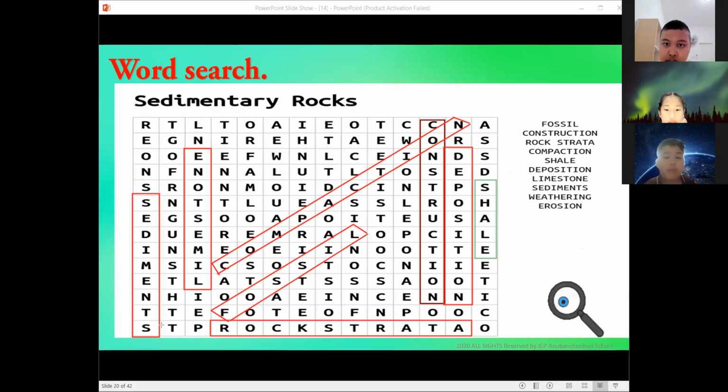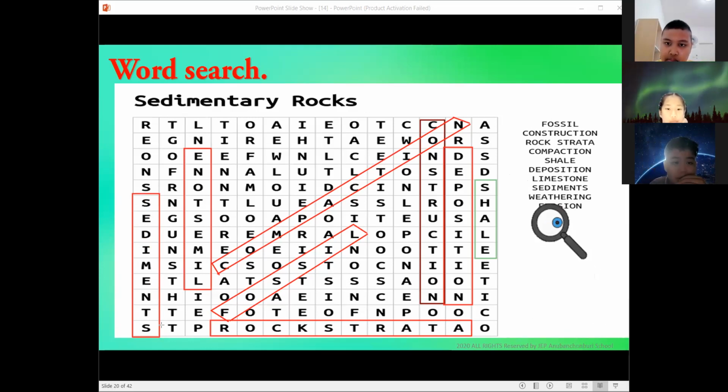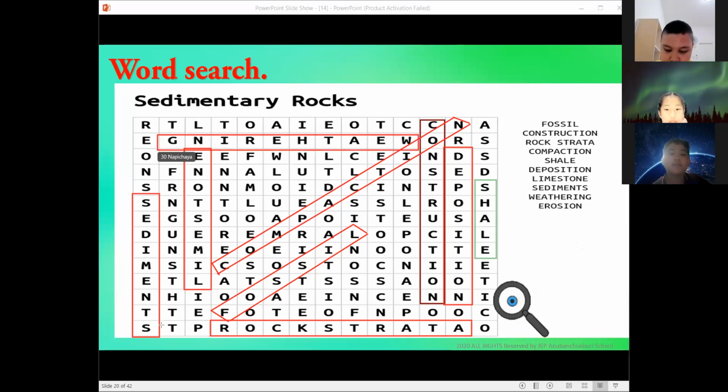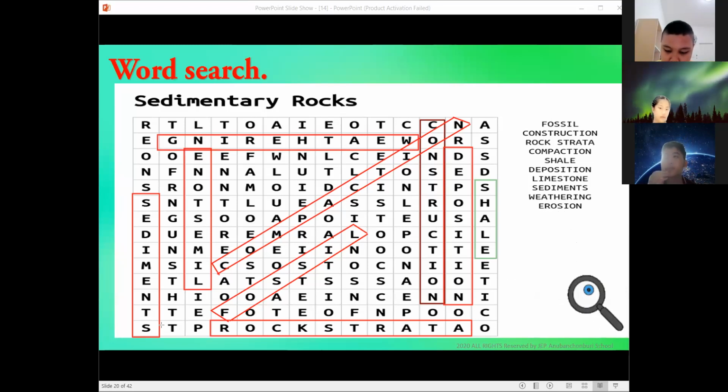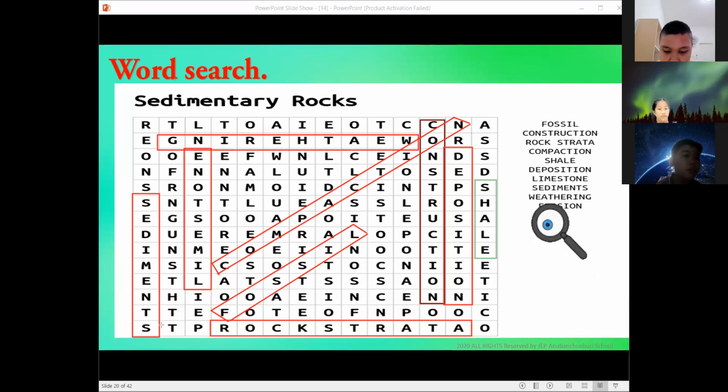Who can find the word weathering? Napichaya, go ahead. Weathering is there, very simple. Yes, there. Correct. Well done. Weathering. Next, the last word we have here is the word erosion.